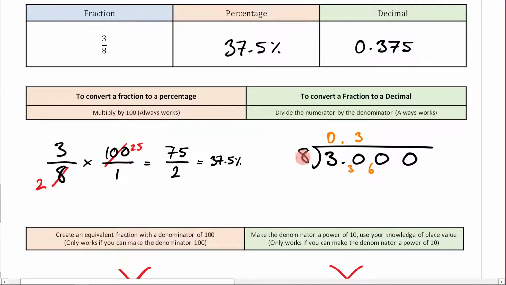How many times does 8 go into 60? It goes in 7 times, because I know that 8 7s are 56, and that means I am 4 off, because the difference between 56 and 60 is 4. How many times does 8 go into 40? 8 goes into 40 5 times. So as you can see, what my answer is here is 0.375, which is what we see here, 0.375. So that is how you do it.